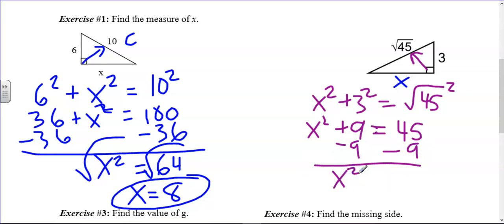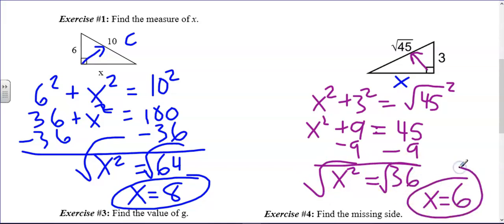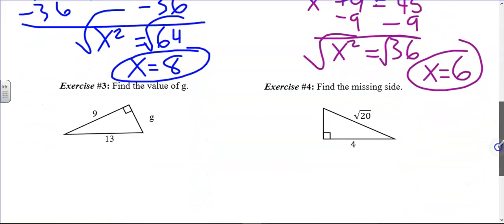So x squared equals 36. And then same thing, square root, x equals 6. All right, let's take a look at number 3. Find the value of g. 13 is my c. Again, it's across from the right angle.